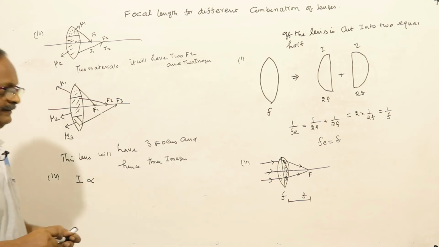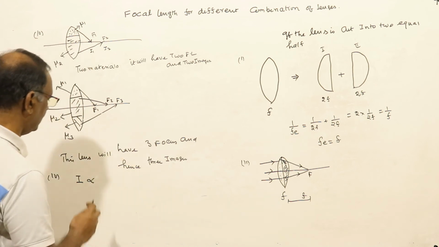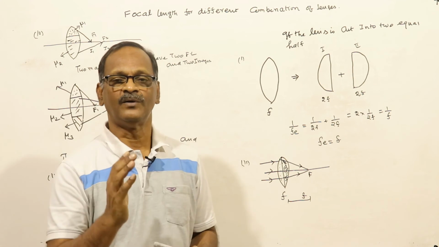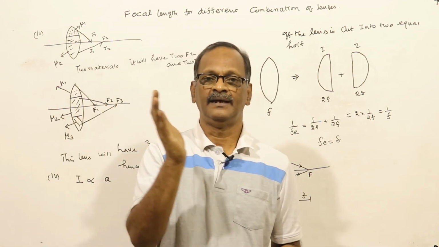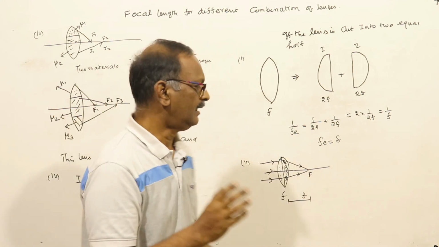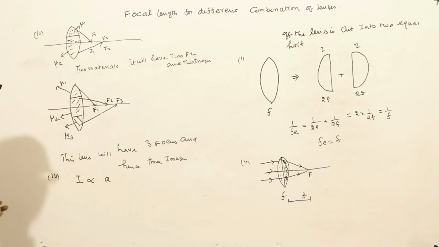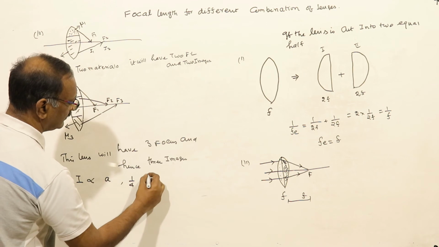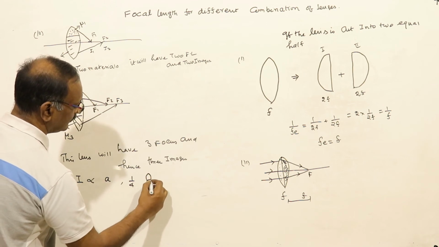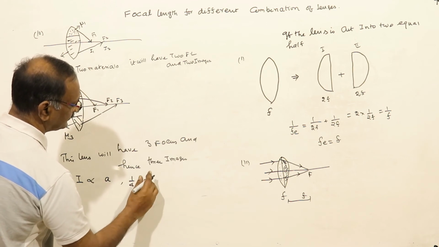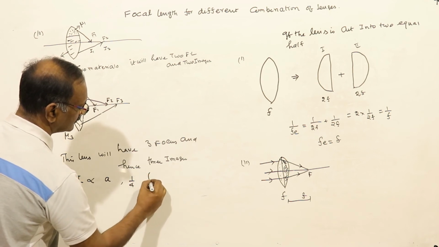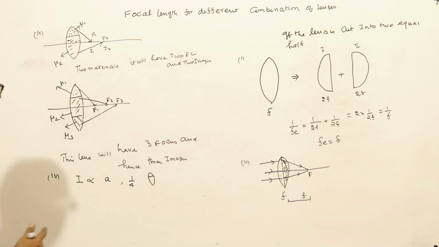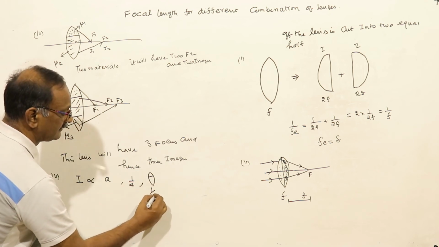What is intensity? Intensity is proportional to aperture area. Area means how much area of the lens the incident ray is falling on. If this is 1/4 of the lens, and this is another 1/4 of the lens, convex lens, and only 1/4 of the lens is exposed to light rays.